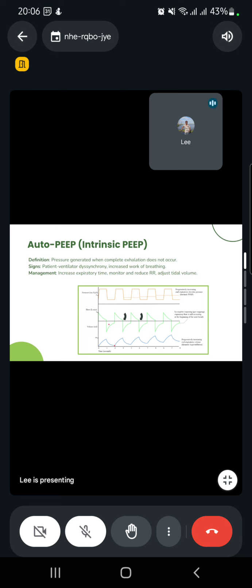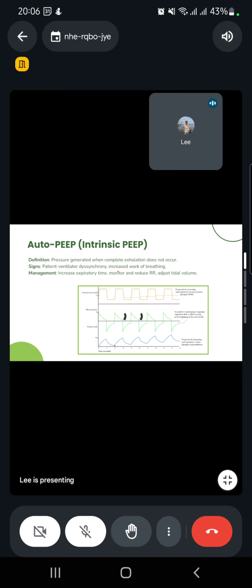So in as much as you've put your patient on a ventilator, you need to still monitor these graphs and see what is happening, because this little notch right here is what tells you you're not getting adequate expiration. So you're getting air trapping within the alveolus. So auto PEEP, like we said, is pressure generated when complete exhalation does not occur.